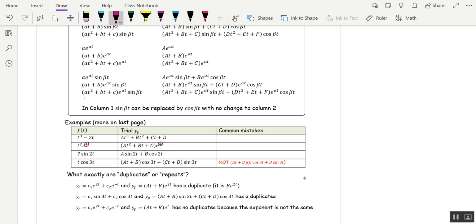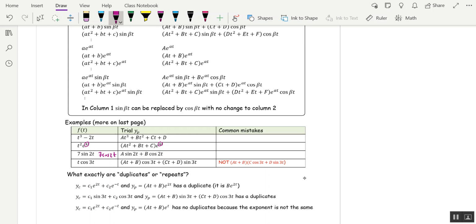If you have sine 2t, you're going to need, and the 7's irrelevant, you're going to need a constant times sine of 2t plus a constant times cosine of 2t, because you might have sine and cosine in your answer. If this had been 7 cos 2t, you would use the exact same trial YP. You'd need a sine and a cosine.